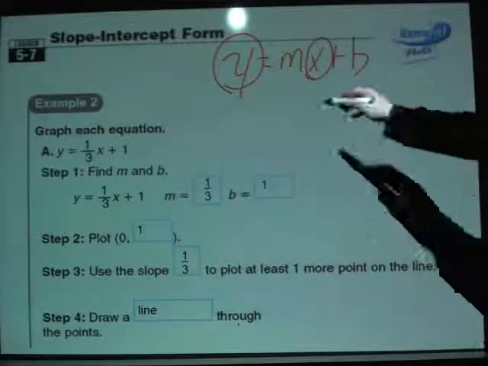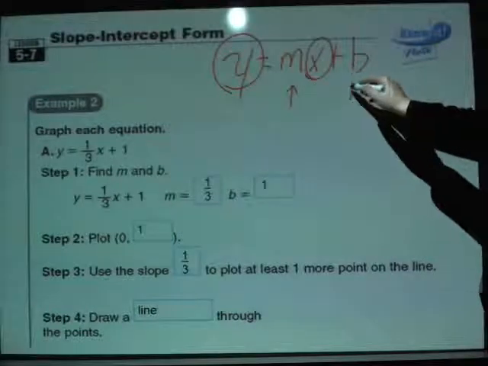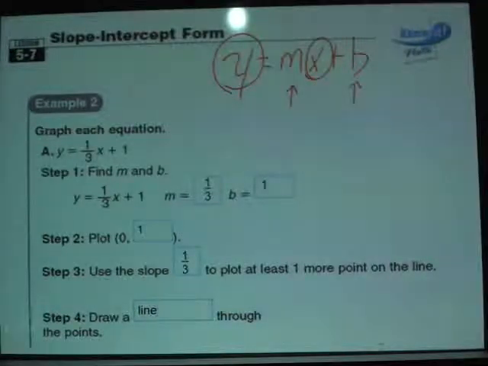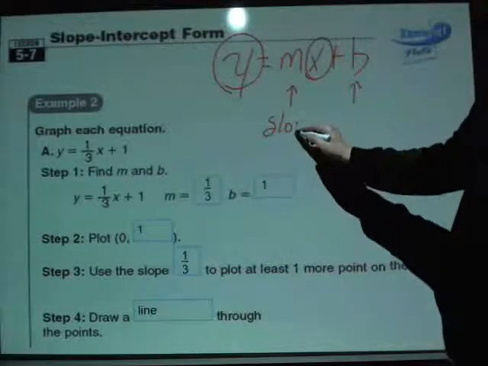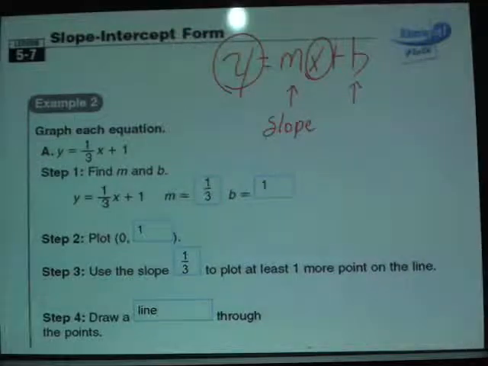The two things that are going to pop up as numbers here are m and b. Well, you have to understand what m and b are, otherwise you're not going to have a clue on how to graph this. M represents the slope. Well, that's good for us because we already know what slope is all about.